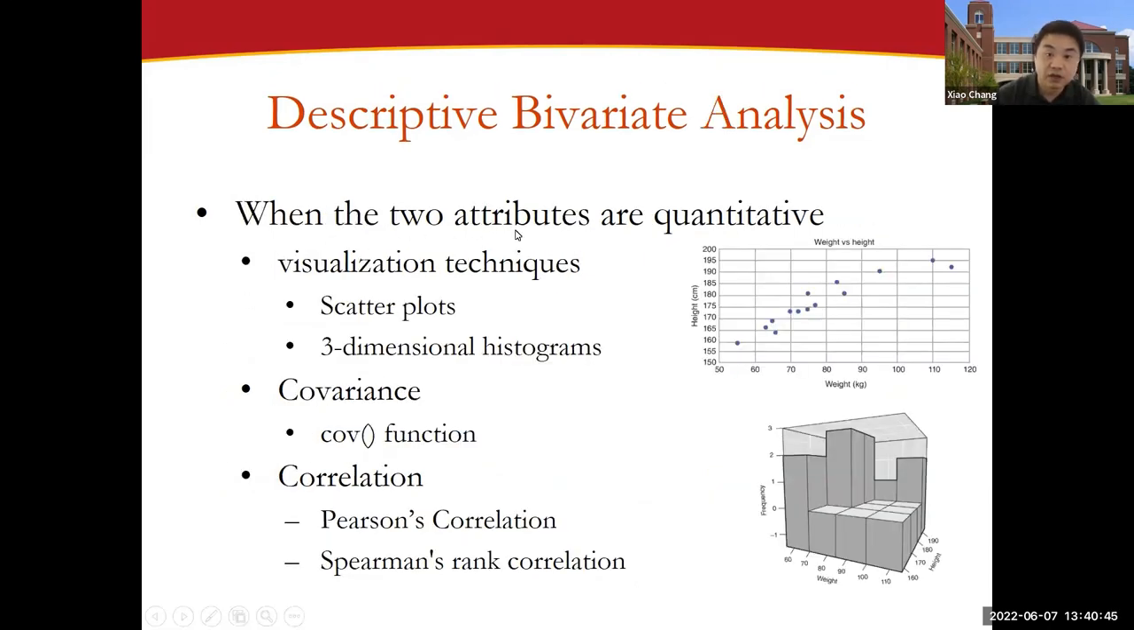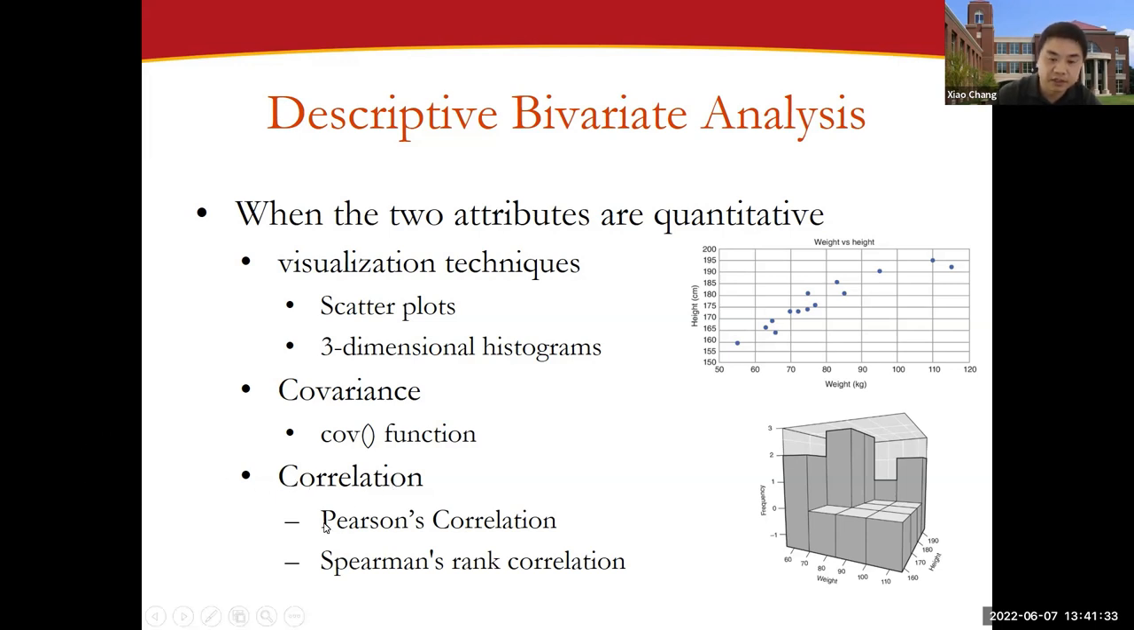When the two attributes are quantitative, we visualize the data with the scatter plot and using a three-dimensional histogram. I demonstrate in the class how to generate these plots and share the code with the students. And I discuss the covariance using the R function cov. In the class, I teach the students how to calculate the covariance.